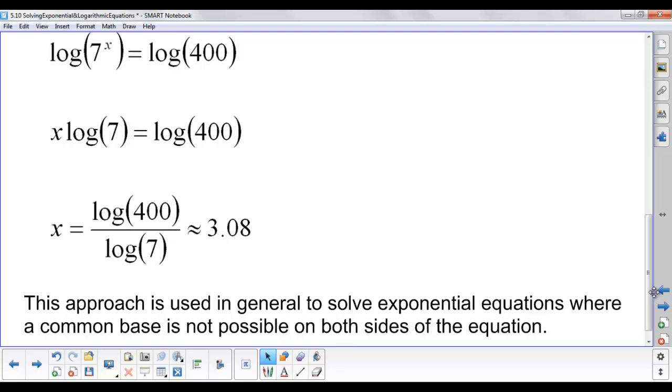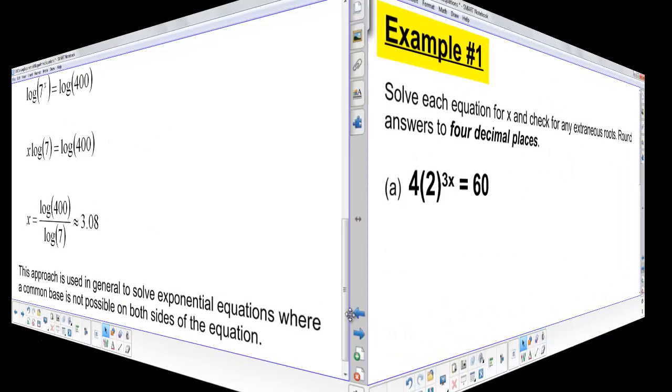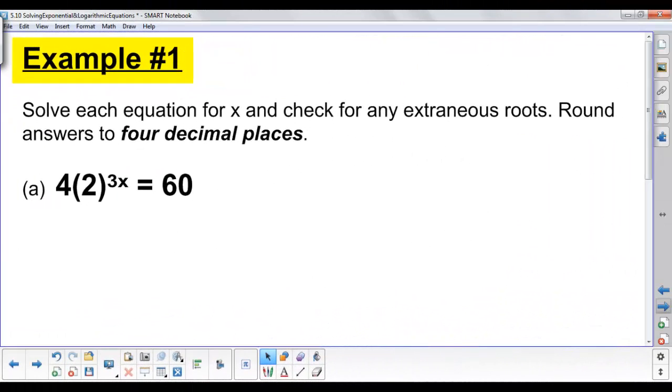So that approach can be used in general to solve exponential equations where a common base is not possible on both sides. So we're going to keep that in mind as we look at a few new examples today, as well as an application problem we have not looked at yet at this point. Example 1. In each case here we're going to solve for x, and we do need to check our answers to make sure we don't have any extraneous roots. And where appropriate, we're going to round approximate answers to 4 decimal places.